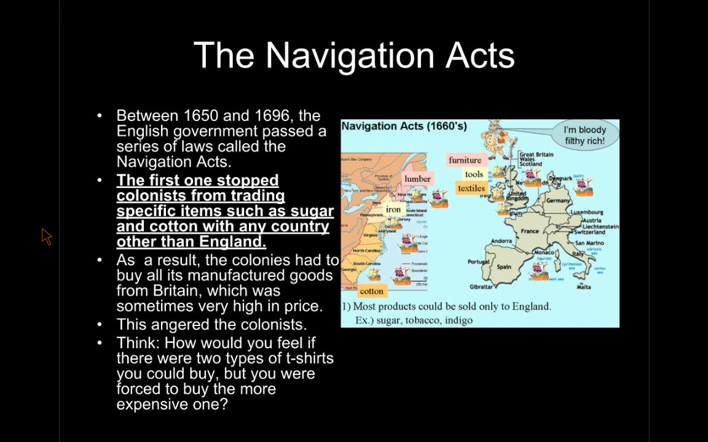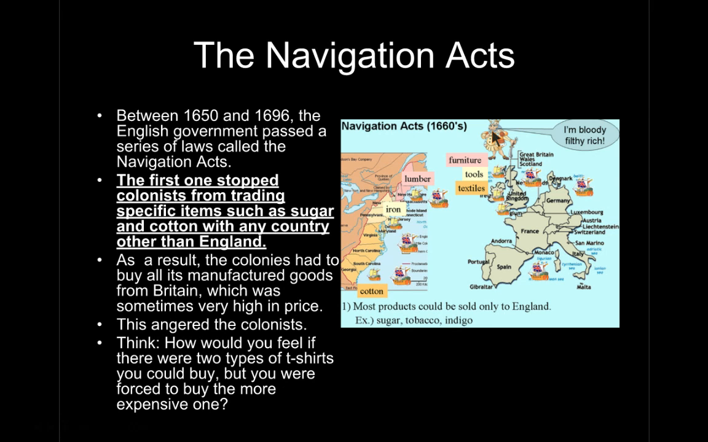So again, when we're thinking about our trade relationship, we think about the crops that come from North America, like sugar, cotton, iron, lumber, or timber, and that type of thing, that's then sent to England in exchange for furniture, tools, textiles, and that type of thing. But as a result of only being able to trade items with England, colonists had to buy all of its manufactured goods from Britain, which was sometimes at a very high price. So as a result, England was getting extremely wealthy from this relationship.